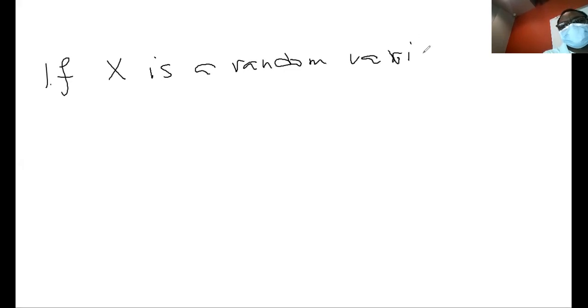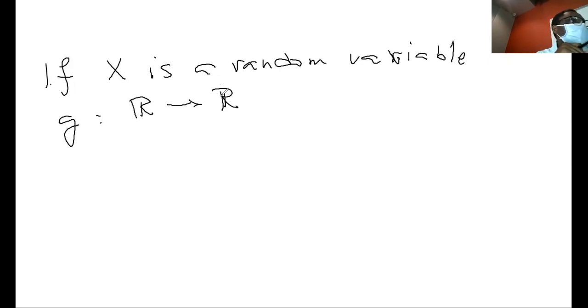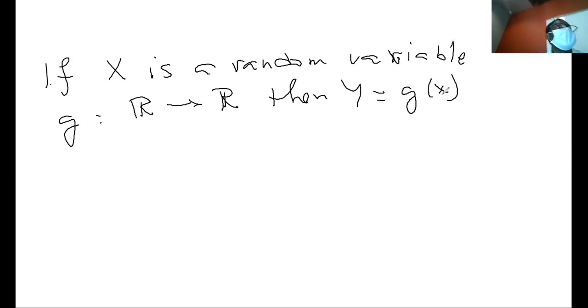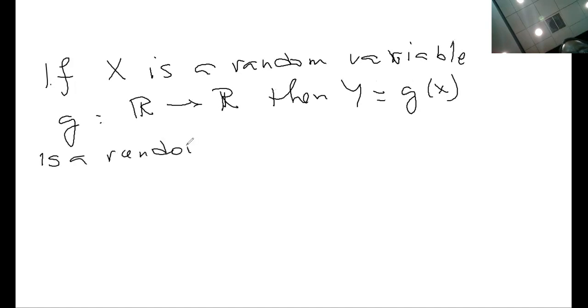So we are saying here that if x is a random variable, and g is a function from R to R, that is what we call a numerical value function, then y equals g of x is also a random variable.